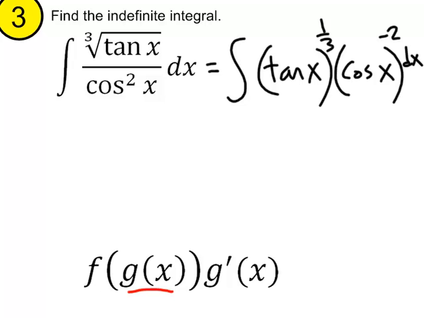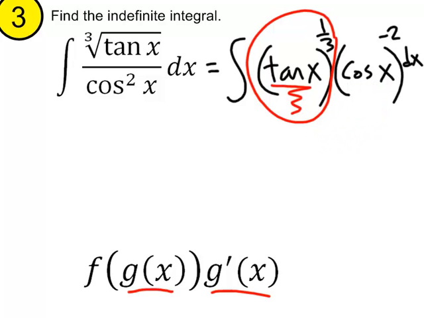Let's consider that if g of x is the cosine x, then that means that g prime of x would be negative sine x. And so I need to have a negative sine x hanging out over here, but no matter which trig identities I apply, there's no way I'm going to turn tangent of x to the 1/3 power into a negative sine x. So that doesn't look very hopeful.